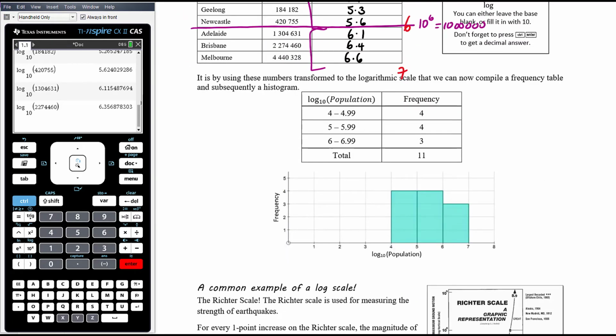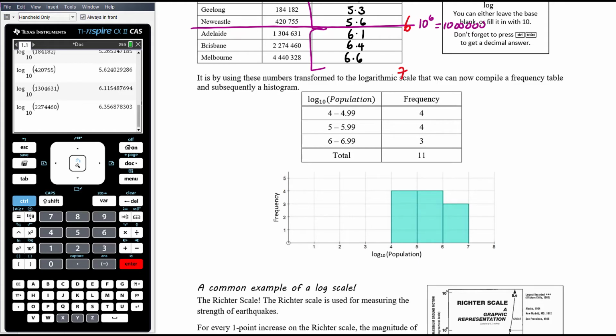Now again, it's not showing us lots and lots of things. We already looked at this histogram before, where we had these labelled as 10,000 and 100,000, but generally speaking, we label them as 1, 2, 3, 4, 5, 6, 7, 8, etc. And the scale becomes log base 10 of the population. Okay, so remember log base 10 of 10,000 is 4, so that's representing 10,000.